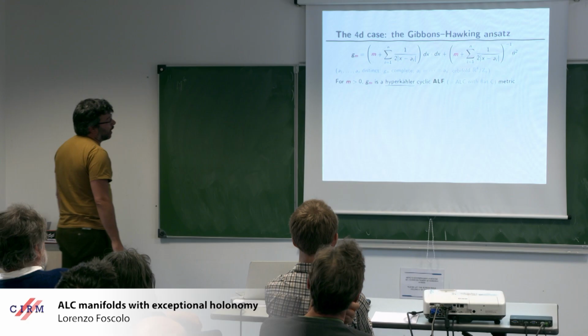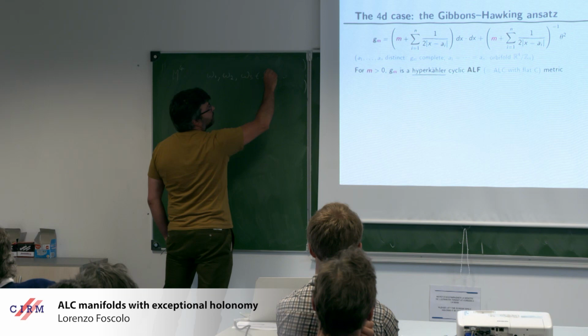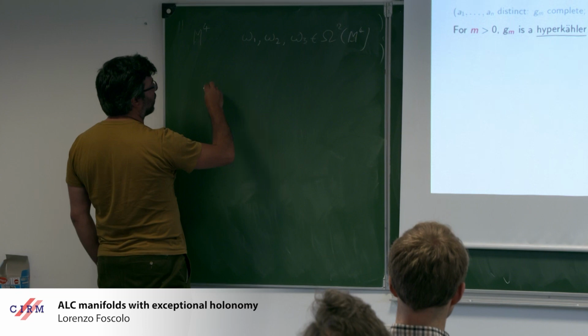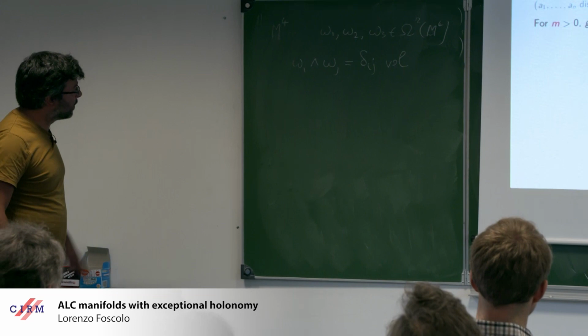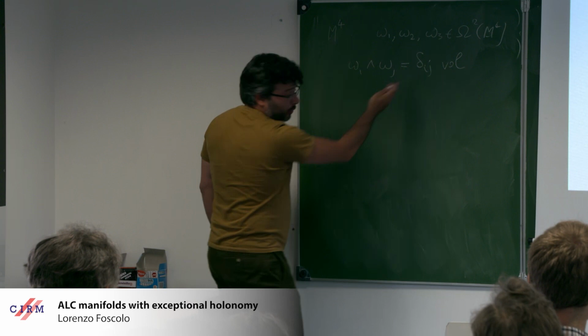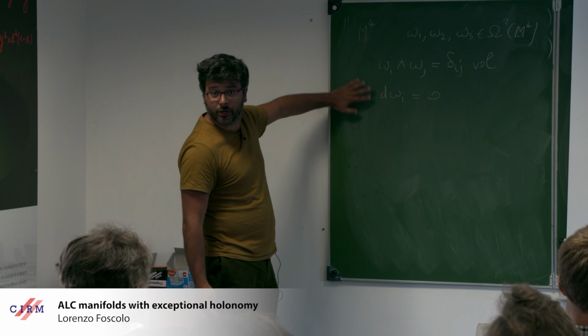So hyperkähler means there's a triple of two-forms. And these two-forms satisfy a certain kind of pointwise constraint. So essentially you wedge two of them together, and you want that this is, up to a constant, the volume form times the identity 3x3 matrix, and then these forms are all closed. So you have a first order PDE, it looks linear, but these are some nonlinear constraints that you impose on these two-forms.